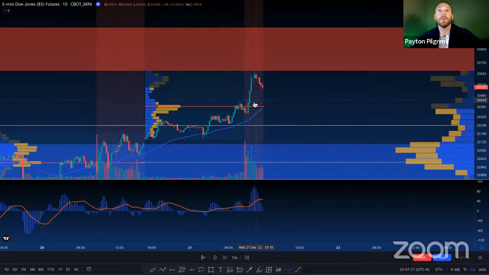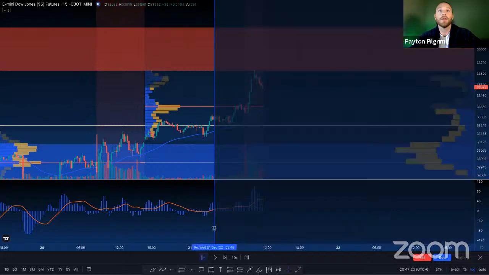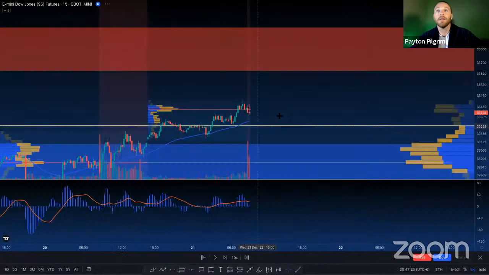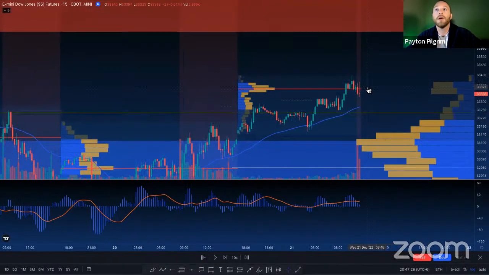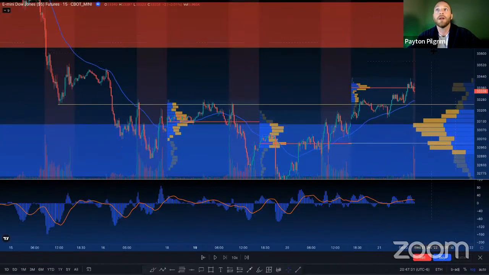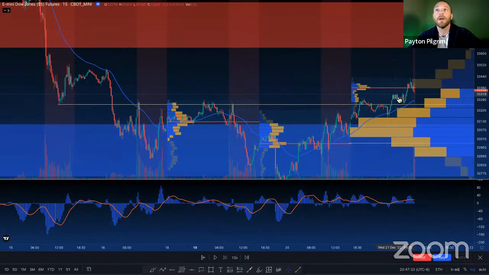It is once that broke. So let's look into that. So I need to slow this thing down. All right, so we're expecting this thing to go into this area, right? Since it kind of broke this area.